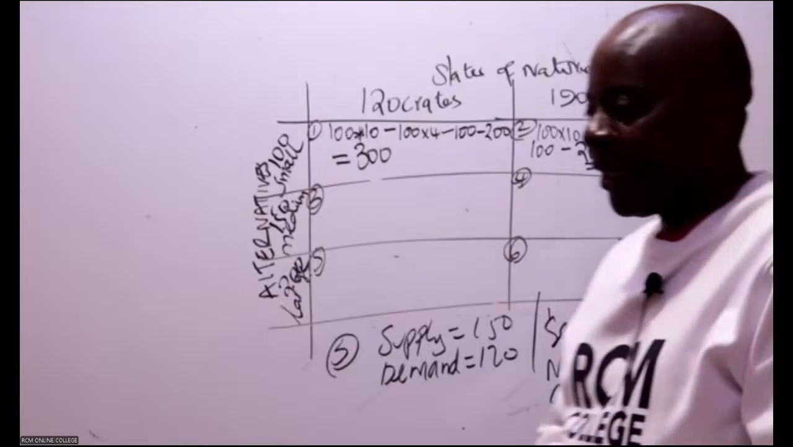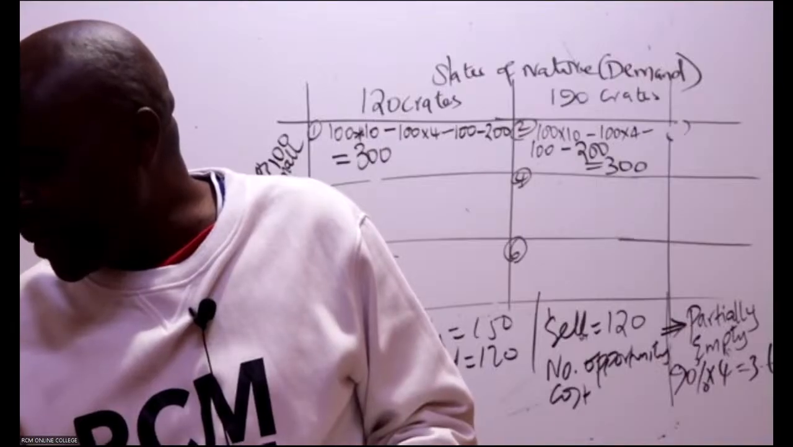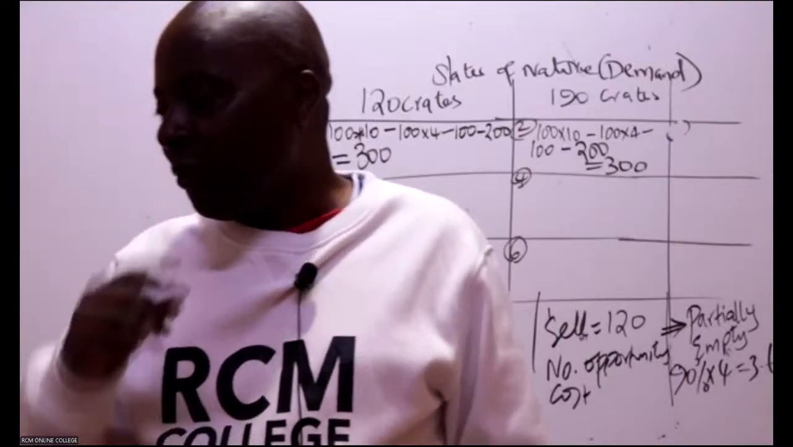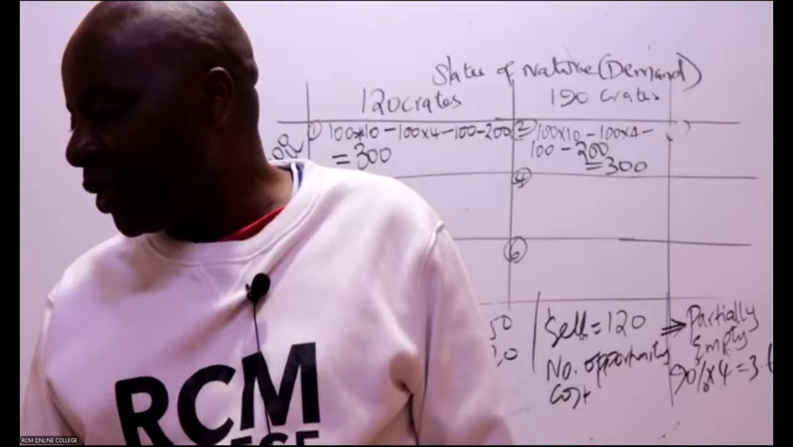Let me read this again. You guys are very bright. Provide the 10%, yes. Because they have told me here, ladies and gentlemen, that the variable cost is 4 per crate for all van sizes, subject to the fact that if the capacity of the van is greater than the demand for crates in a period, then the variable cost will be lower by 10% to allow for the fact that the vans will be partly empty when transporting crates. So in this case, the variable cost will be 3.6.